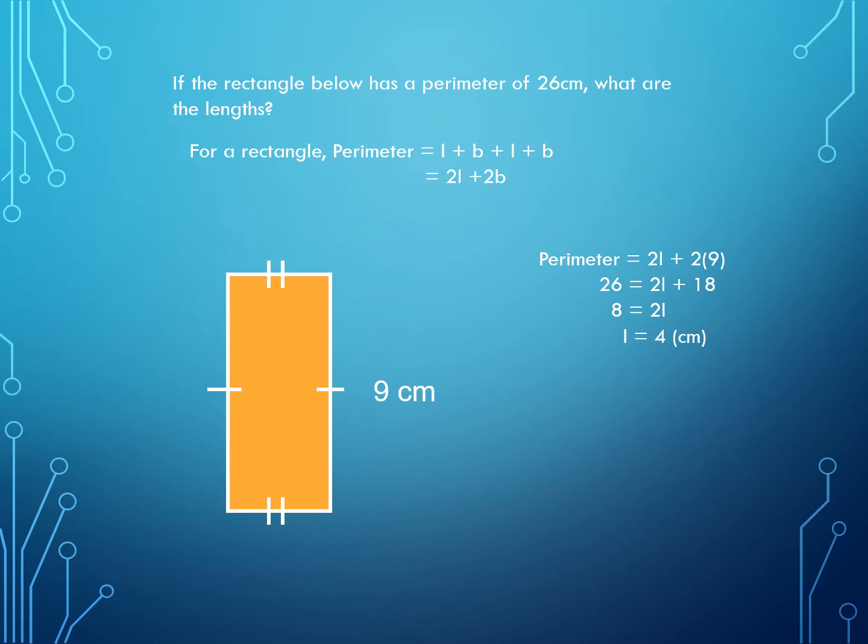So just to finish off, we'll put all our sides back on. And so we'll label all our sides, and we can see which one are which. And so we can see the two across from each other are the same. So our vertical sides are both 9 centimeters. Our horizontal lengths are both 4 centimeters.